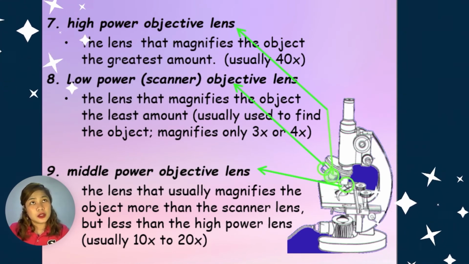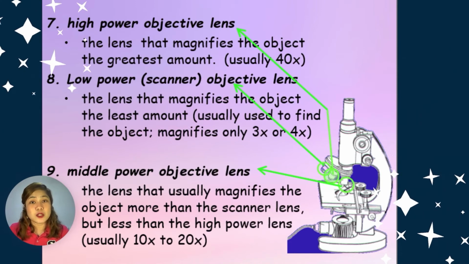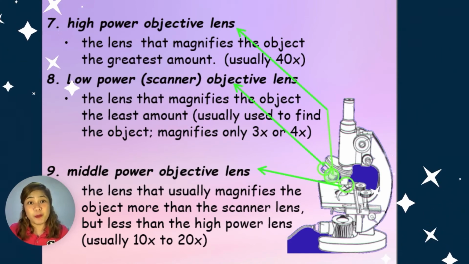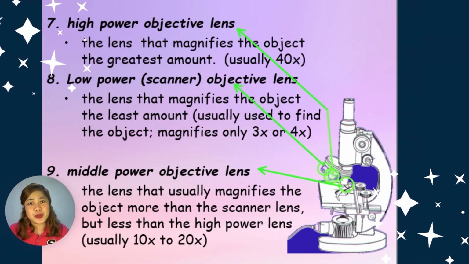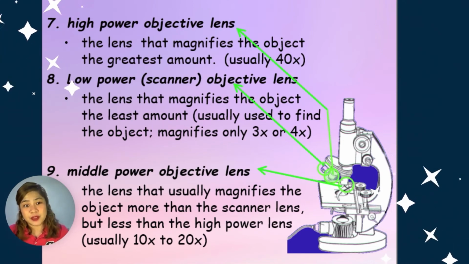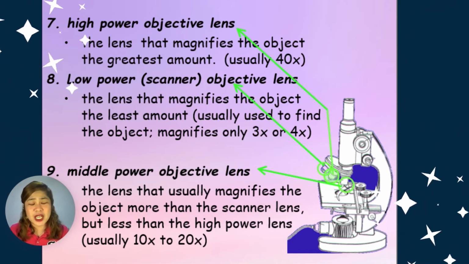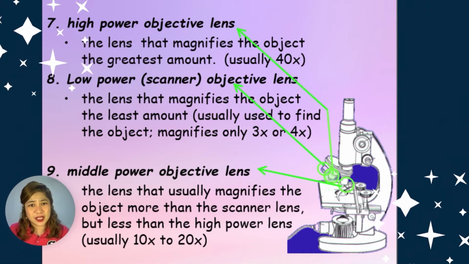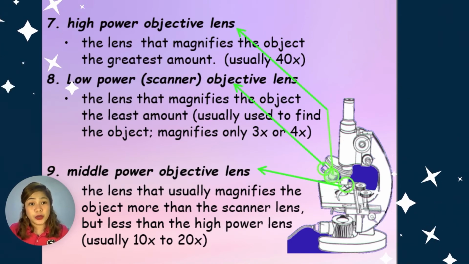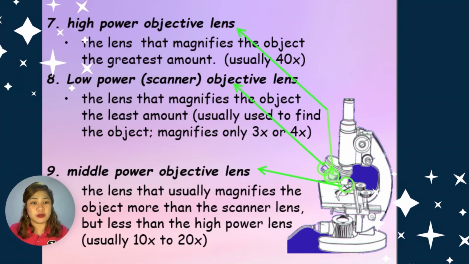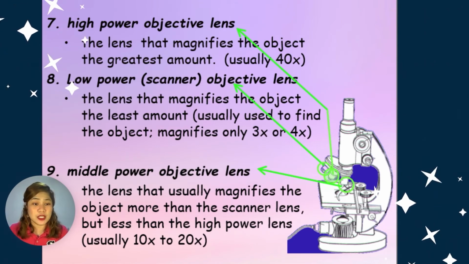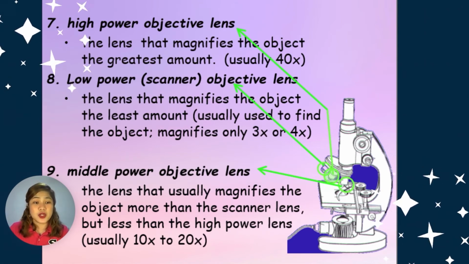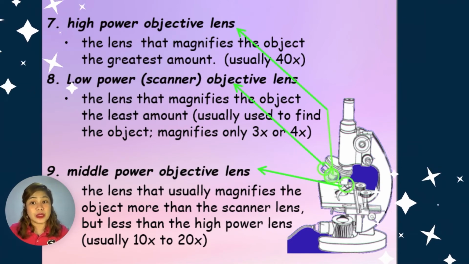Scanner, you'll use that if the specimen is macroscopic, meaning it's small, but you can actually see it using your naked eye. So you will start with the scanner. But if you cannot see anything, then you can proceed to LPO or the middle power objective lens or the low power objective. This is the lens that usually magnifies the object more than the scanner lens but less than the high power lens. So it is usually 10x to 20x.